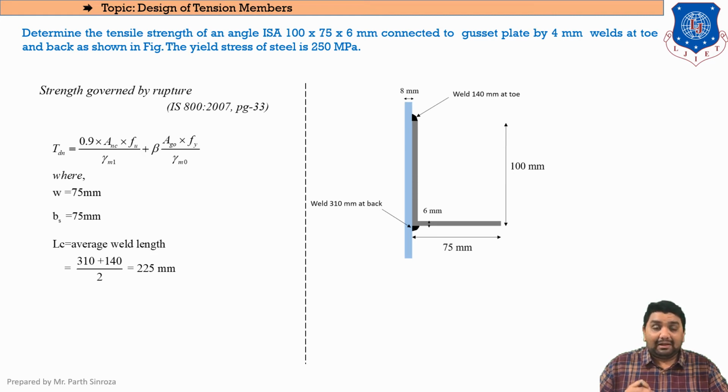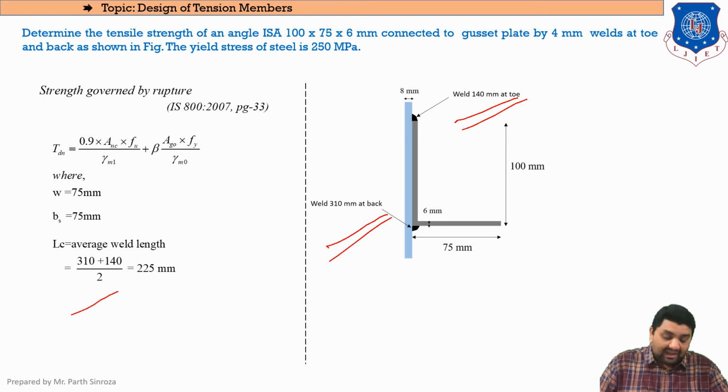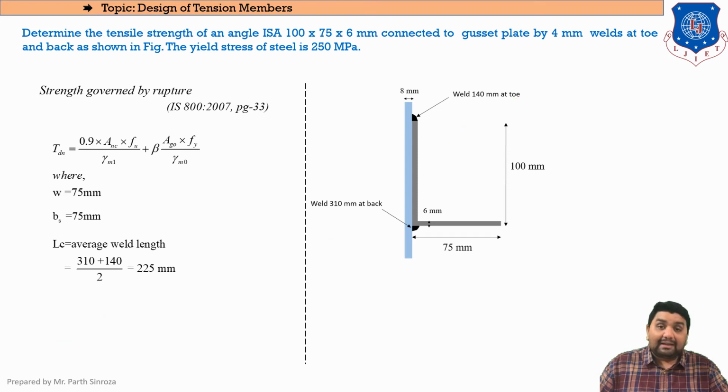But in terms of welding, again repeating, we will always be taking the length of connection to be the average of these two lengths that are being prescribed. Clear? So the upper part, that is the welding at toe, was 140 mm and the welding at back was 310 mm. So we'll always take the average of it, and whatever value we get will be our length of connection every time that we use a welded section. For a welded section, the length of connection will always be the average of the two welds that we provide on the top and bottom end. Clear? So we are getting everything here.